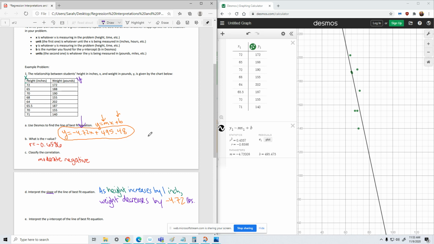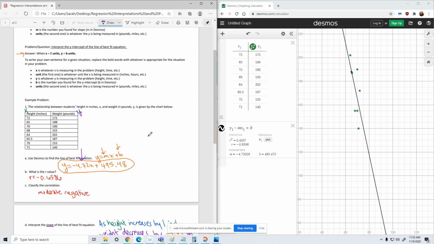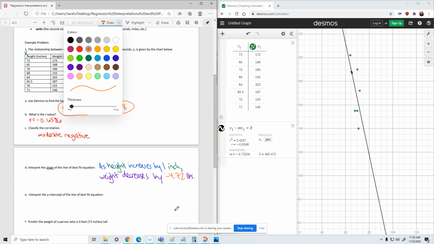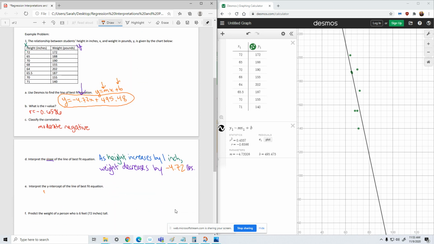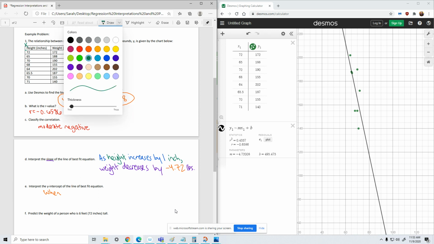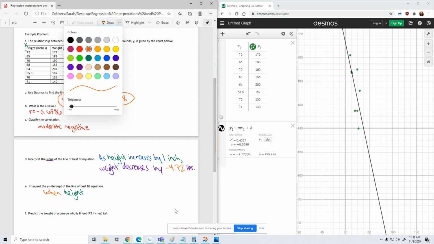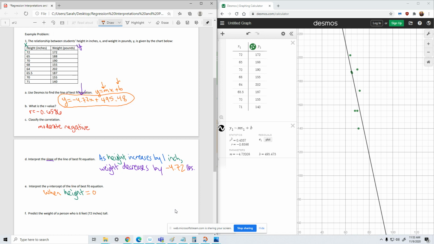Letter E is asking us now to interpret the y-intercept. So we're looking at that orange arrow sentence. When x equals 0 units, y equals b units. So let's go ahead and start playing with that. When x, just like in the last problem, is measuring height, equals 0. Our unit for height is inches.